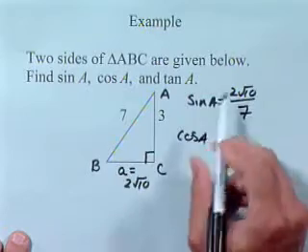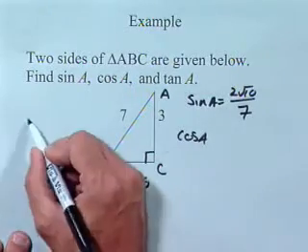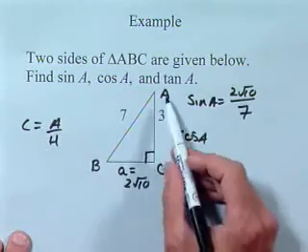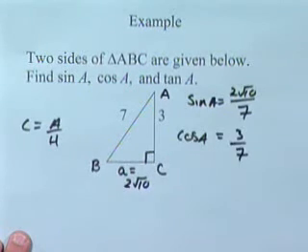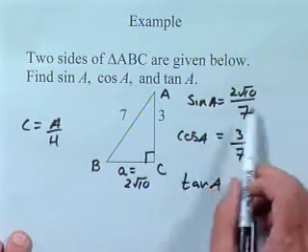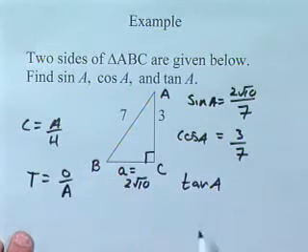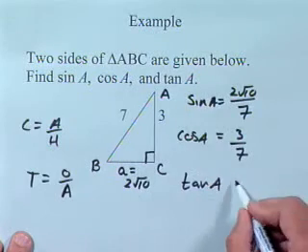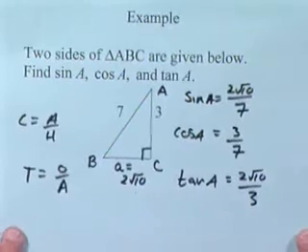Cosine, remember, some old horse caught another horse, so cosine is equal to adjacent over hypotenuse. So the adjacent is 3. Hypotenuse is 7. And finally, tangent. Some old horse caught another horse, taking oats away. Tangent is opposite over adjacent. And I've done it. Okay?